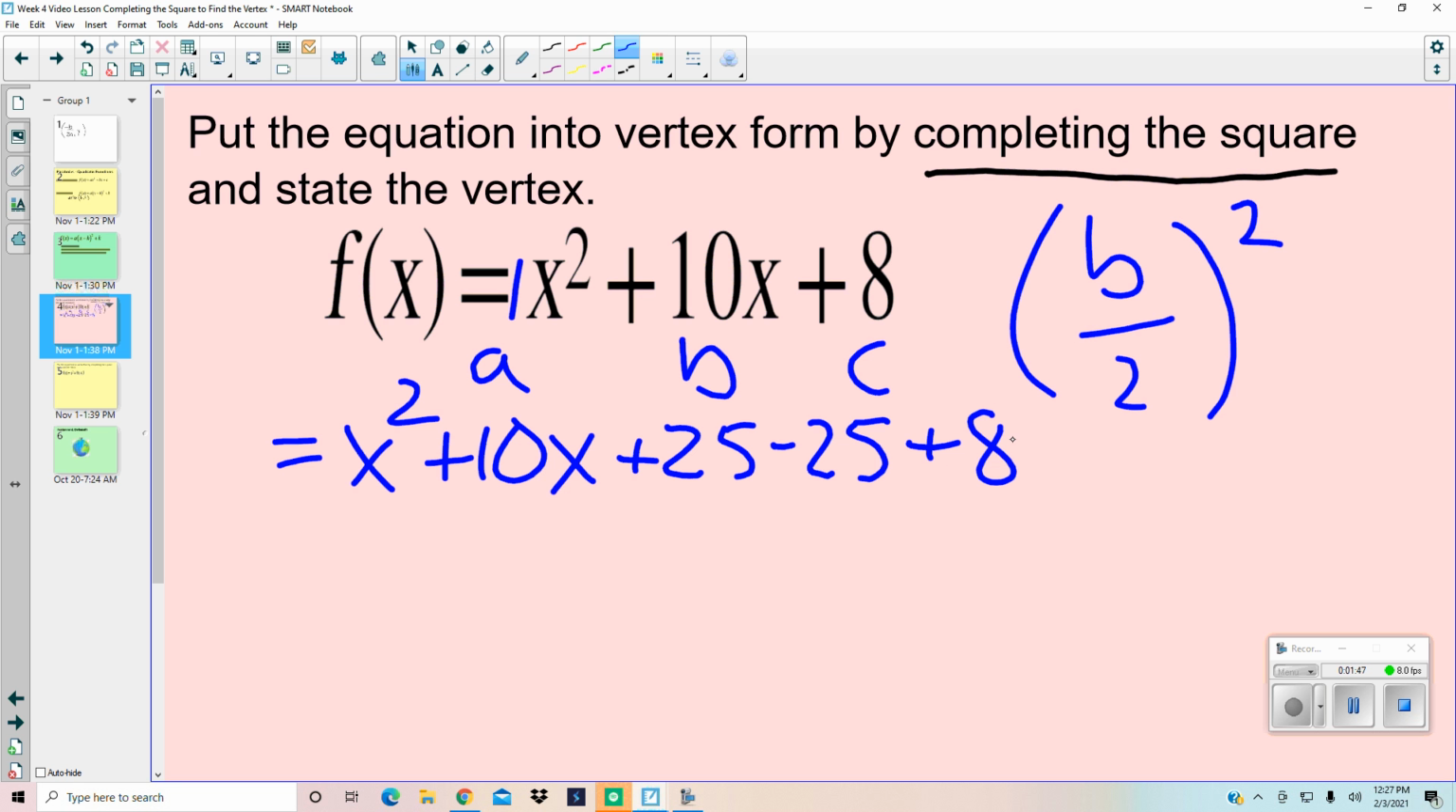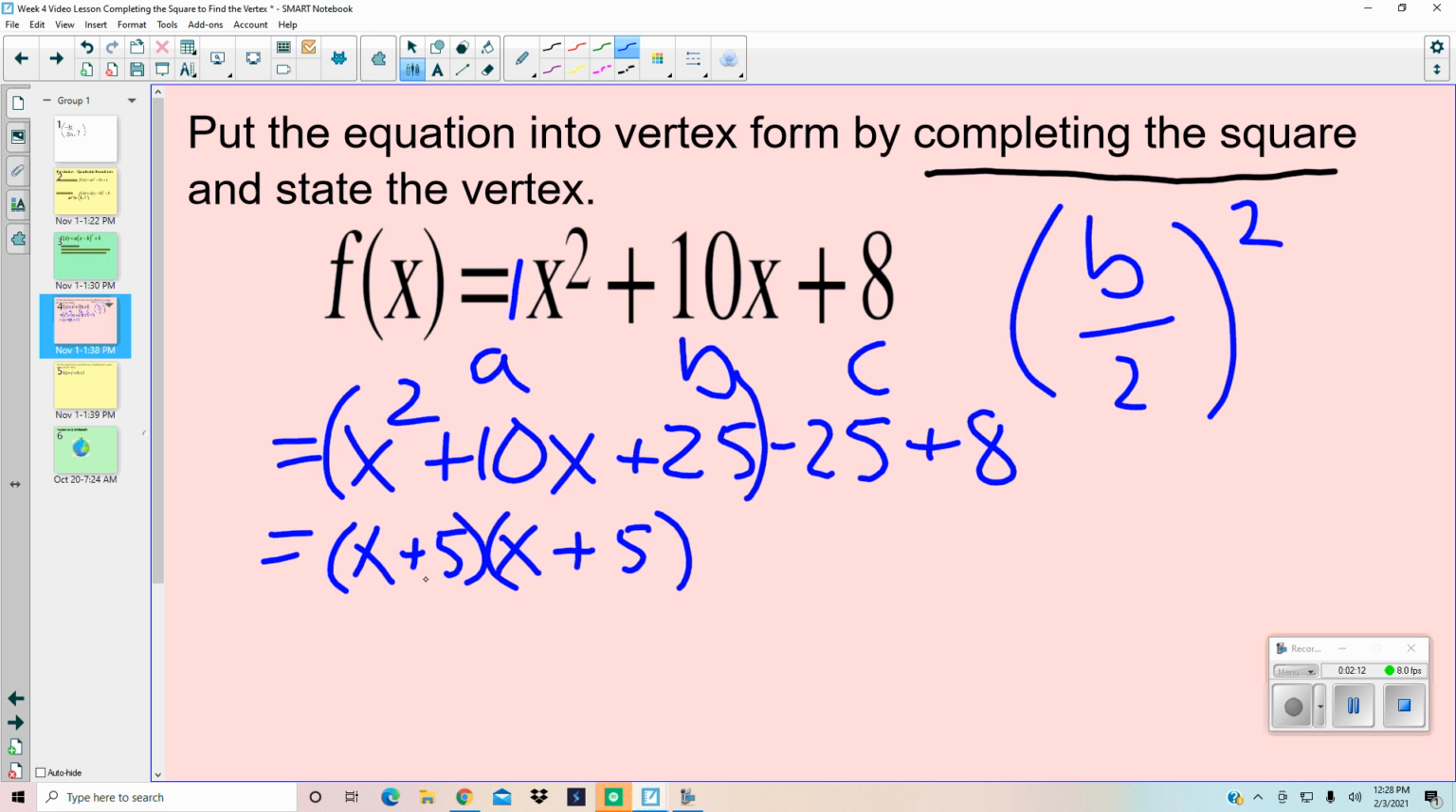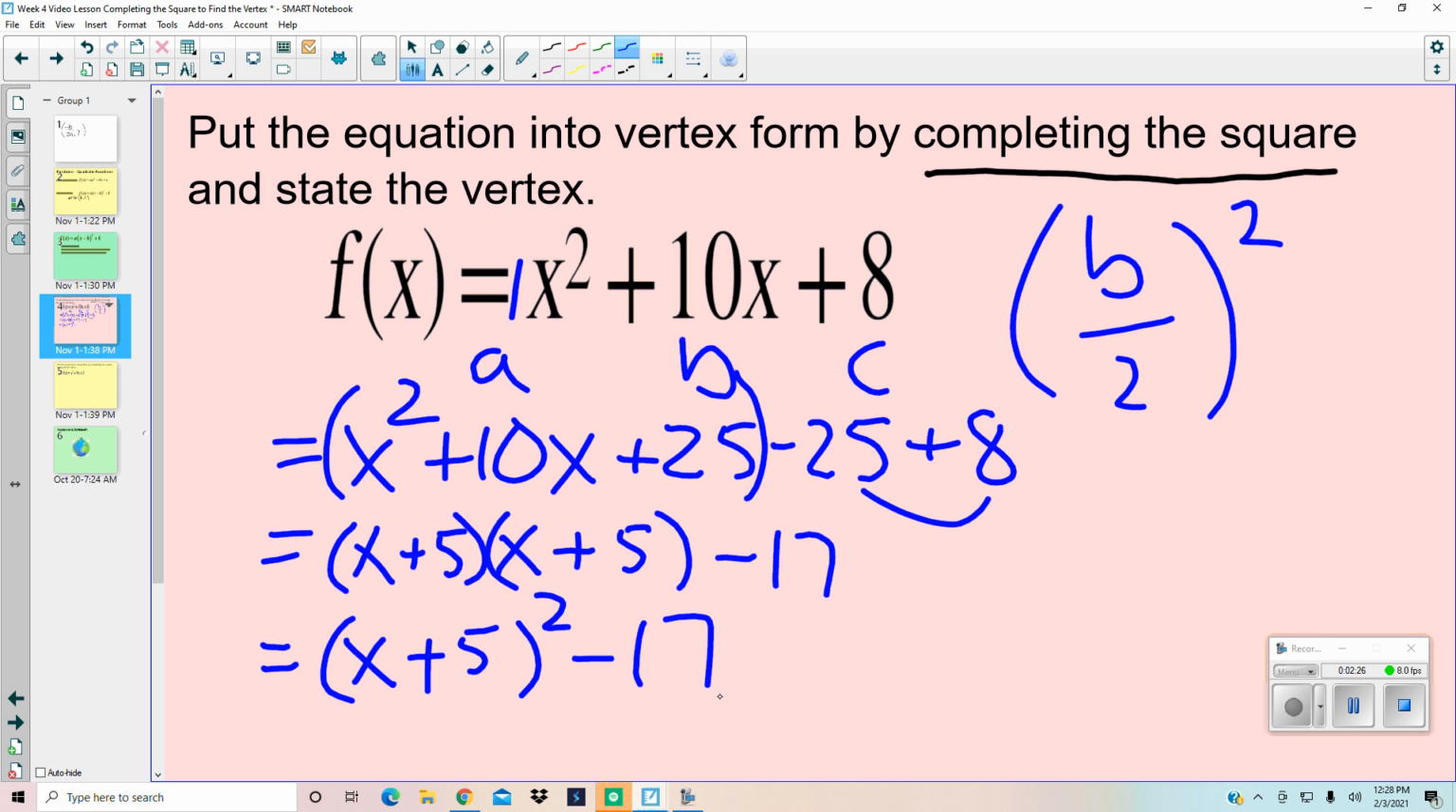Now, this trinomial here is a perfect square. We created it because we took b divided by 2 and squared it. It's a perfect square because if I factor it, I get the exact same things in parentheses. Can you see that 5 times 5 gives me 25, but it also adds to give me 10? So I have the exact same thing in the parentheses when I factor it. Out here, the negative 25 plus 8 gives me negative 17, so I'm just going to put those two together. So now I'm going to rewrite this as x plus 5 all squared minus 17.